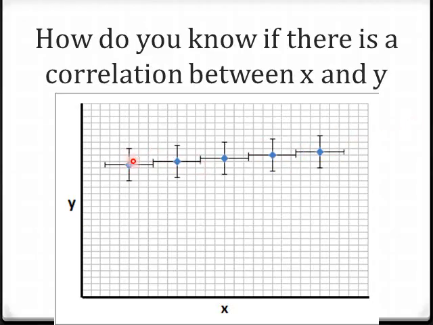If all the error bars overlap, and you can draw a horizontal line through all these error bars, then you can't really say that there's a correlation. Another way to quickly tell is if your maximum gradient is a positive value and your minimum gradient is a negative value, then that means a slope of 0 is a possibility, which means you can't necessarily conclude that there's a correlation between your two variables.